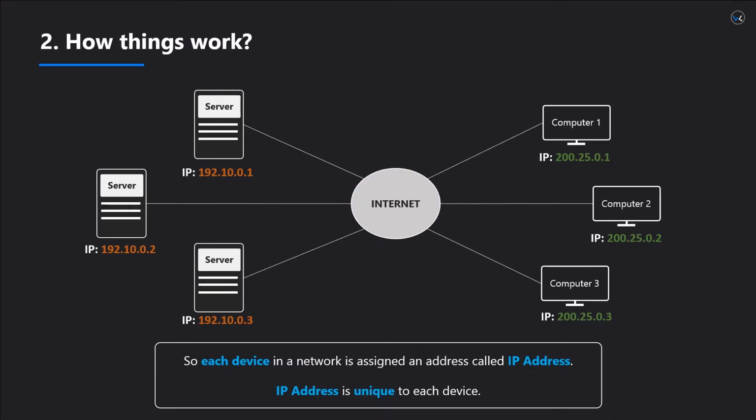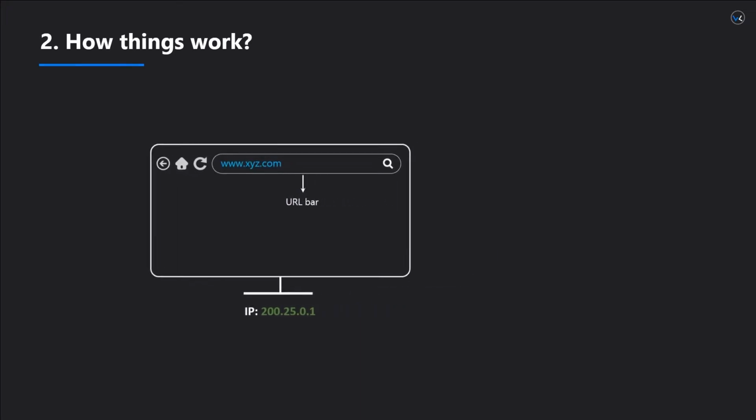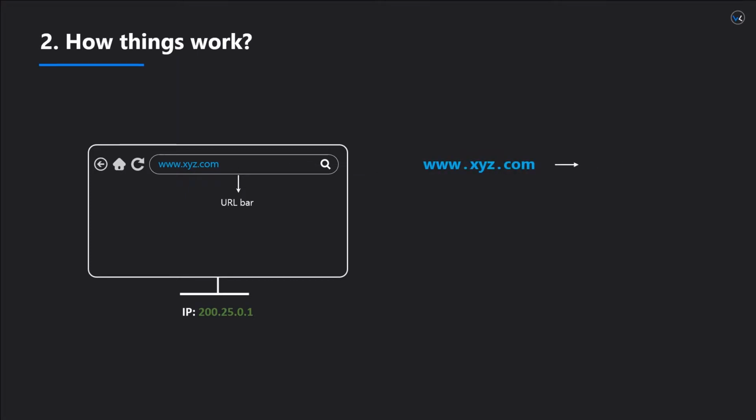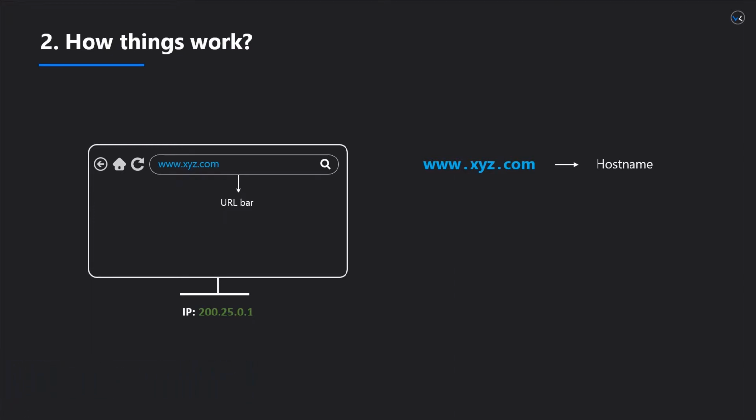unique worldwide. Now, when you want to access any website, you directly or indirectly search for names like www.xyz.com in the URL bar. These are known as host names. After hitting the search button, your browser searches for the host name, which is indirectly the IP address of the server, and then fetches those required files from it and renders them.